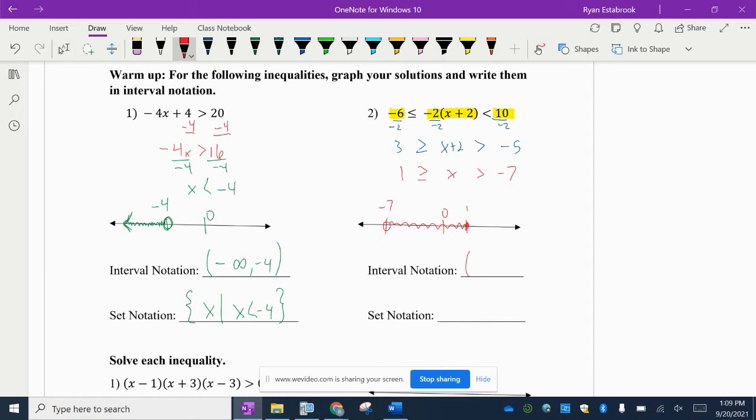In interval notation, that goes from negative 7 to 1. And set notation: the set of all x's such that negative 7 is less than x is less than or equal to 1. And that's what it's going to look like in set notation. So a little bit of review in solving linear inequalities. We want to make sure that we do all the algebra we would normally do. But when you're multiplying or dividing by a negative, that's when the sign changes sides. Now, could I multiply the negative 2 times x plus 2 first? That'll work.